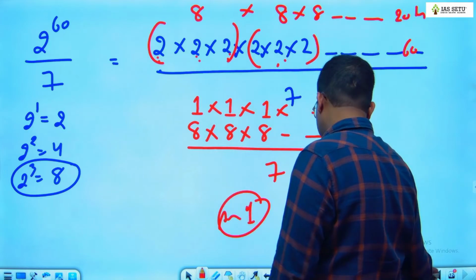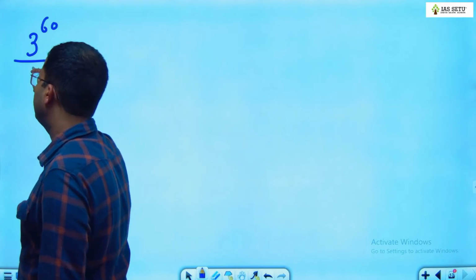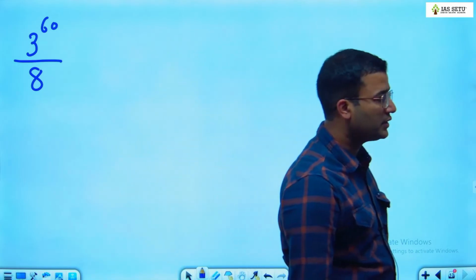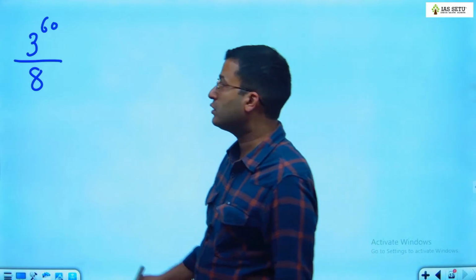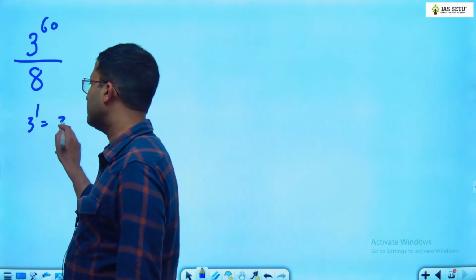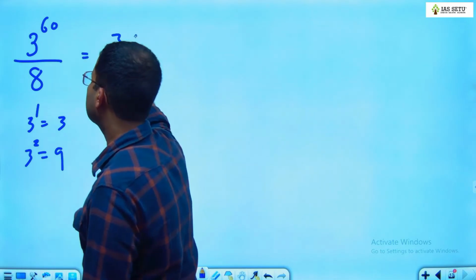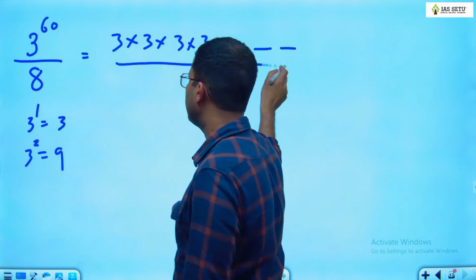Let me take one more question. Then I tell you the process. What to do? 3 to the power 60 divided by 8. If you think you can multiply 3 sixty times, it is not an easy task. So here 3 to the power 1 is 3, 3 square is 9. So it's like 3 into 3 into 3 into 3 and so on divided by 8.